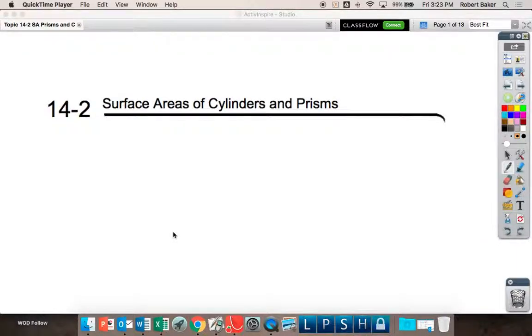Surface area. The area of a surface. So like the area of a face. The reason this one is the worst is that when it says surface area, it could be asking for one or two things: either the lateral surface area or the total surface area.